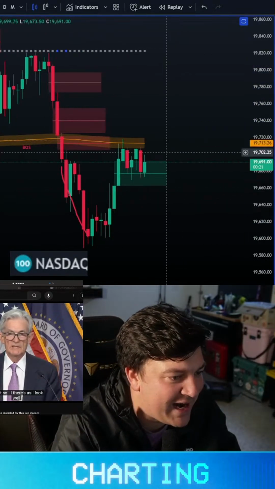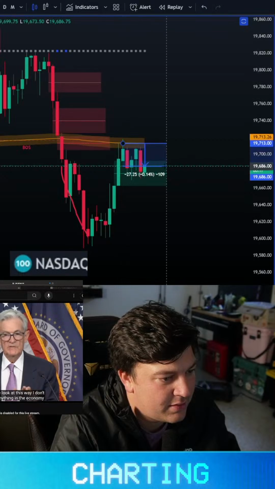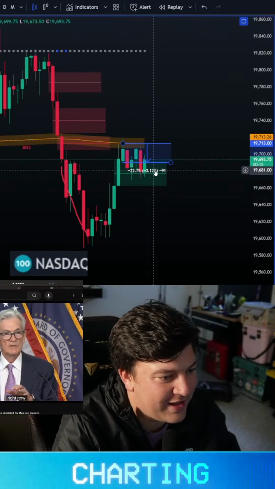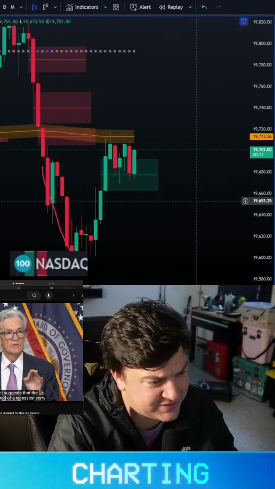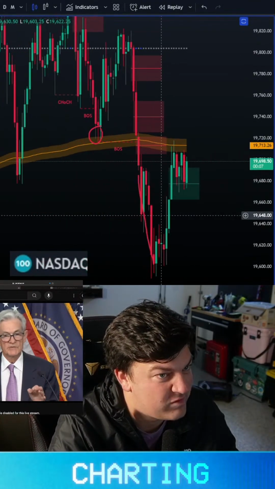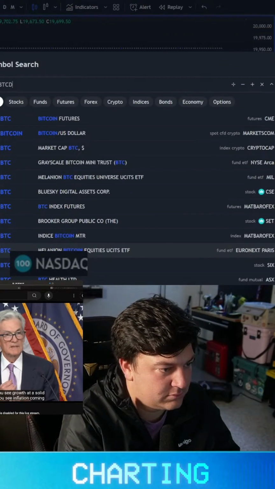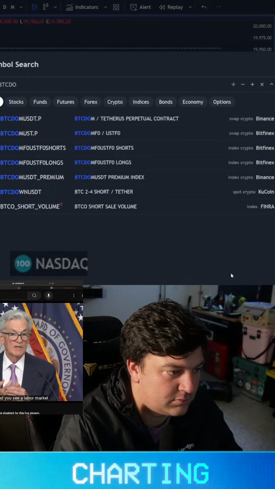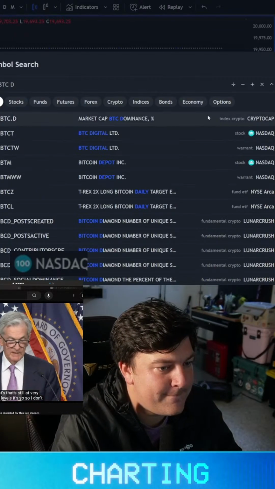I don't see anything in the economy right now that suggests the likelihood of a downturn is elevated. I don't see that. You see growth at a solid rate. You see inflation coming down, and you see a labor market that's still at very solid levels. So I don't really see that.